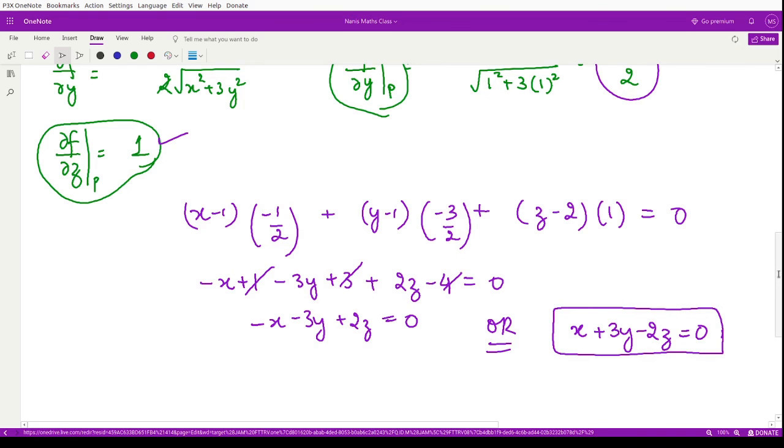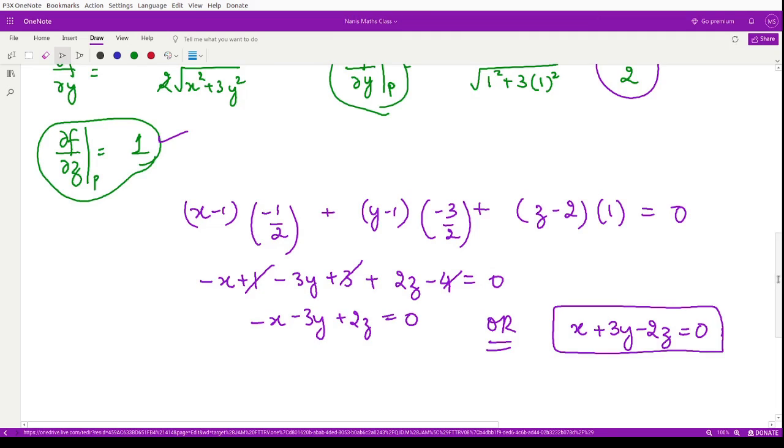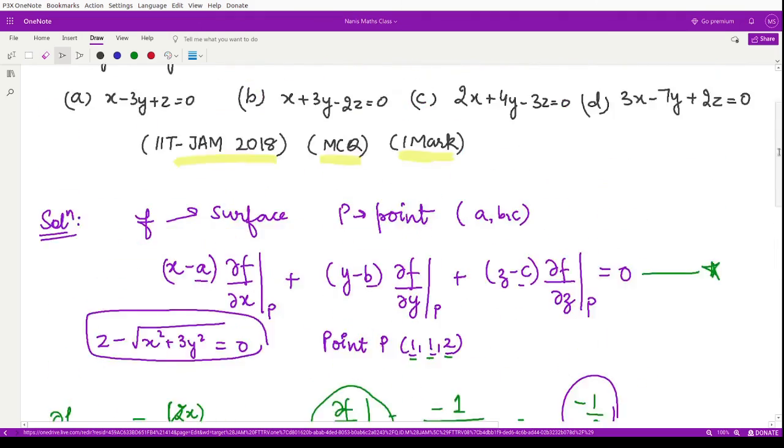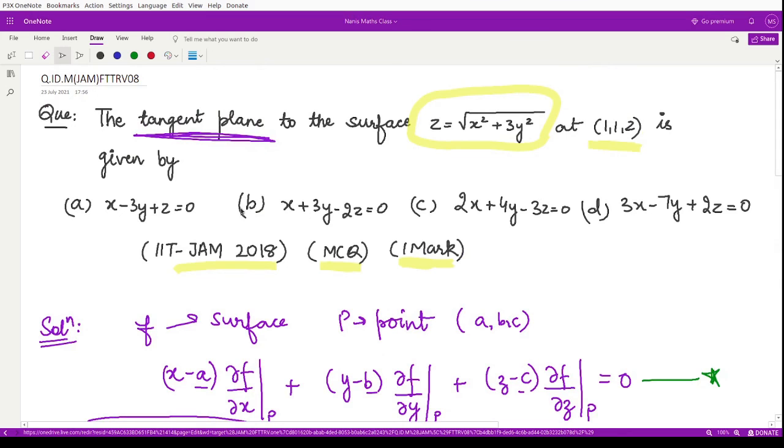So let's head back to our options and look at the correct option. x plus 3y minus 2z is equal to 0 is given by option number B. So here option B is the correct option.